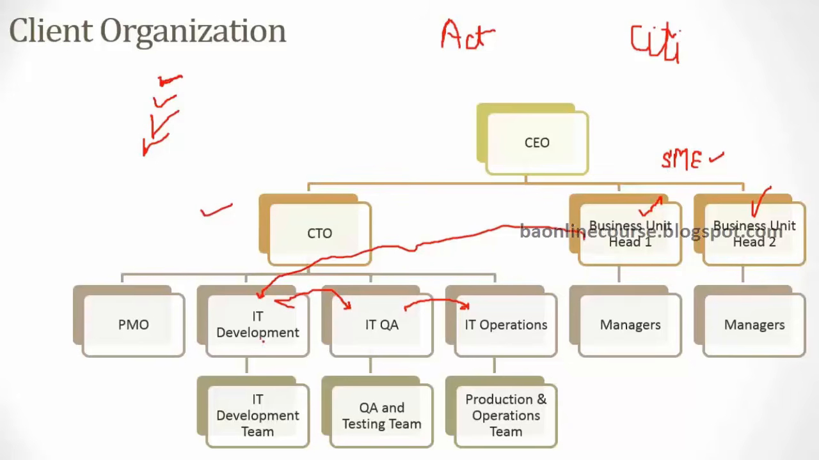Okay. Then there would be representation from the development team, the QA team, and the ops team, which will give their requirements. All these are considered as non-functional requirements, or we use this term NFR. Okay. So from the business, you'll get the functional requirements, and from the IT team, you'll get the non-functional requirements. Okay. So the typical roles would be, right?